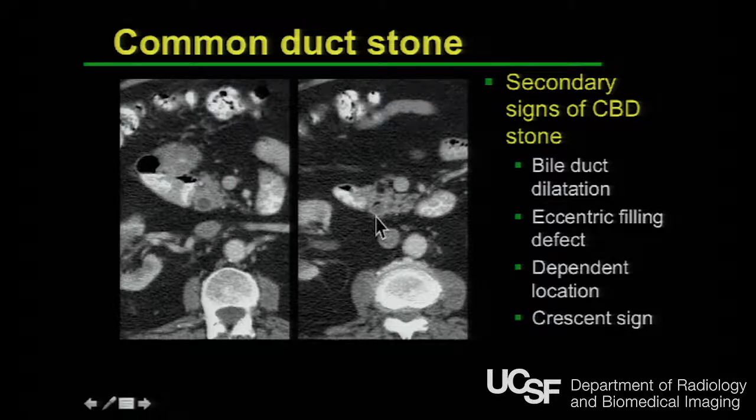But what do we see? In the head of the pancreas, we see what looks like a possible filling defect. But where's the filling defect? It's in a dependent location of the common duct. There's a crescent of gas anterior to this stone, patient prior instrumentation, and those features led us to think there might be a common duct stone.